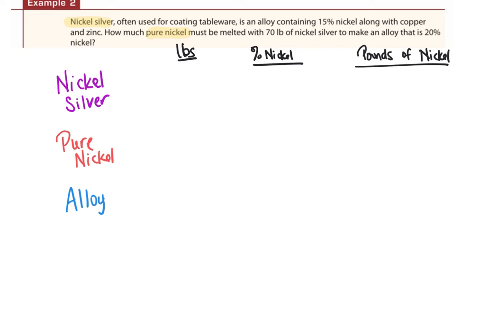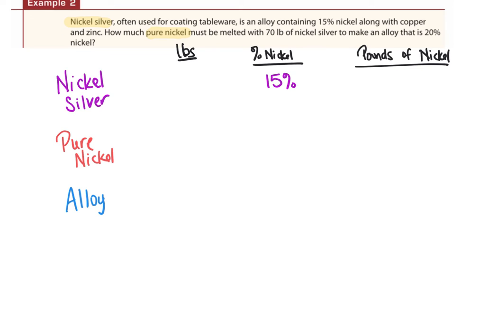So in the first part it says, how much percent of that nickel silver is actually nickel? What percent of the nickel silver is actually nickel? So of the nickel silver, what percent do I have? In my problem, what does it tell me? The nickel silver is how much actual nickel? What percent is actual nickel in it? What's it tell me? 15%.